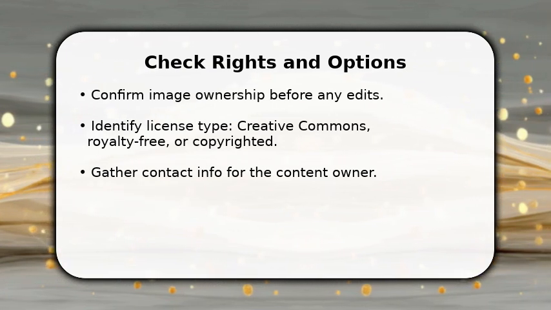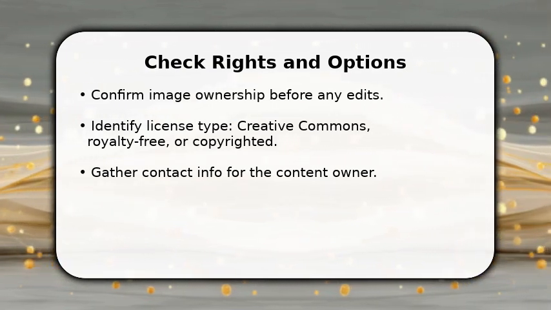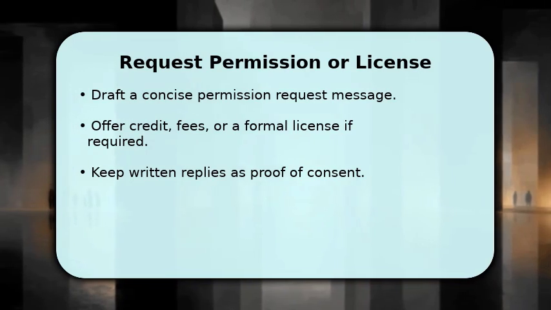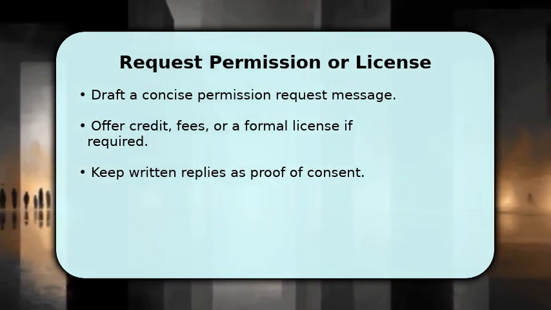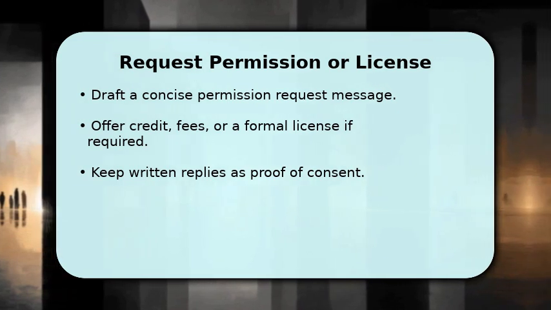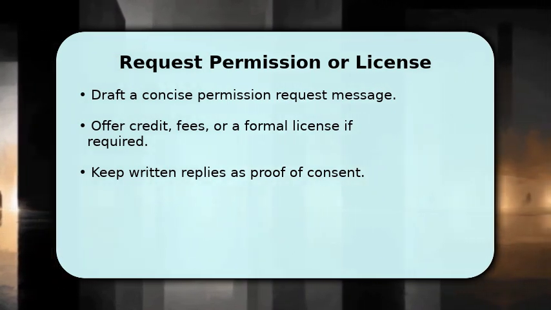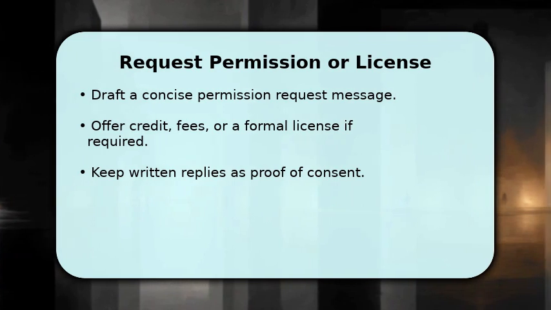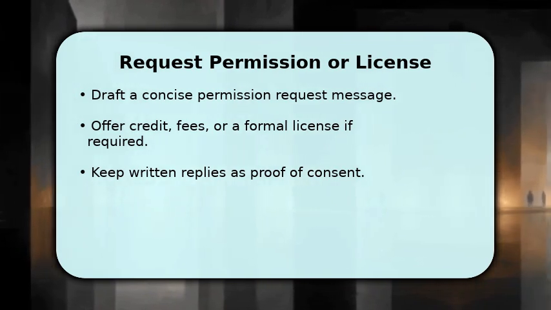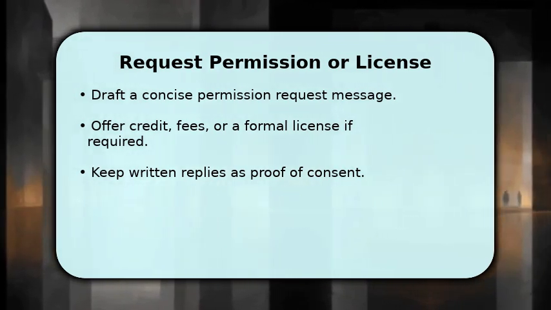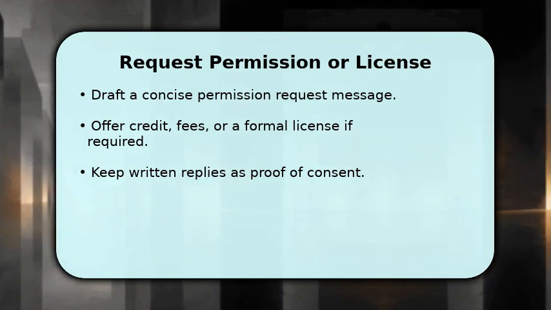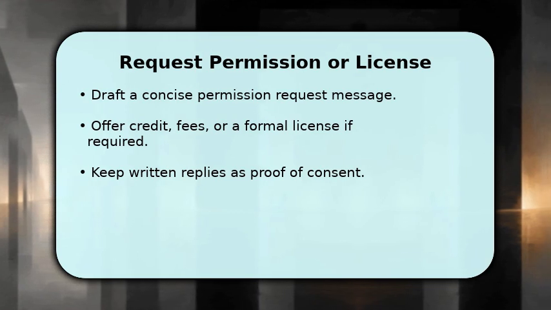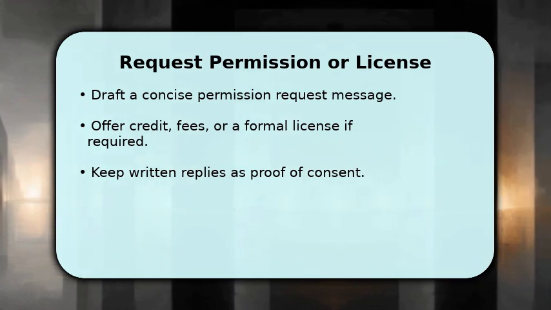You now ask for explicit permission when ownership is confirmed. Explain why you need a clean image, how you'll use it, and offer credit or a licensing fee if appropriate. Once the owner replies, make sure the agreement is written, specifying allowed edits and distribution. If they grant a license, follow its terms exactly. If they deny permission, respect that decision and don't proceed. This step is the legal pathway that lets you safely use it.